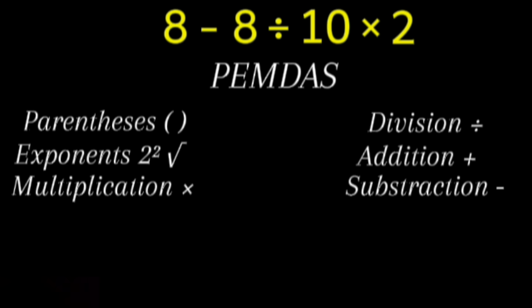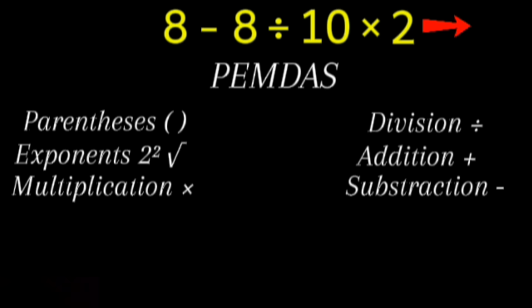Think of it like cooking food. You don't eat raw rice before cooking it. You don't cook after eating. You follow steps in the correct order. Math works exactly the same way. Now, here's the most important part. Multiplication and division are equal. Addition and subtraction are also equal. So we solve them from left to right. Not randomly, not by guessing, but from left to right.